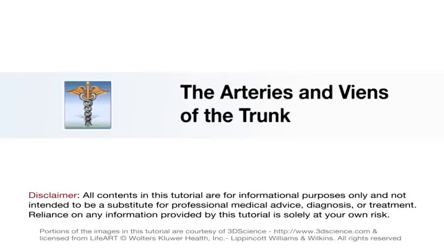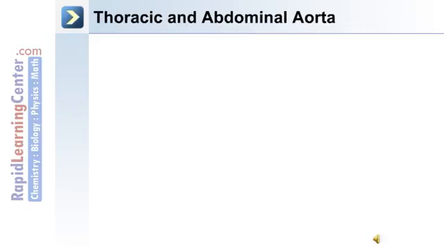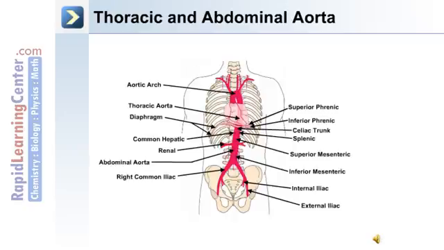Now we'll move on to discuss the arteries and veins of the trunk region of the body. The following image shows the arterial branches from the thoracic and abdominal aorta. The thoracic aorta passes down through the chest behind the heart. At the level of the diaphragm, there is a superior phrenic artery and the inferior phrenic artery.